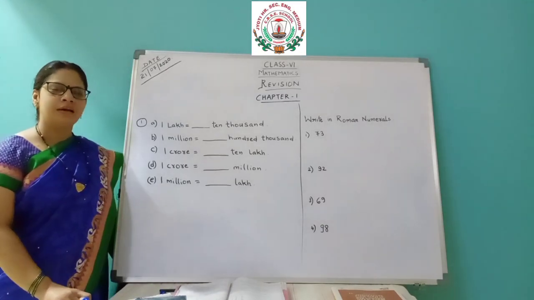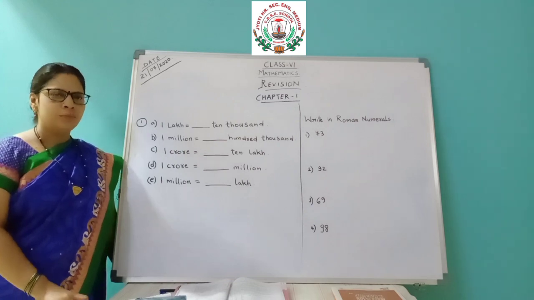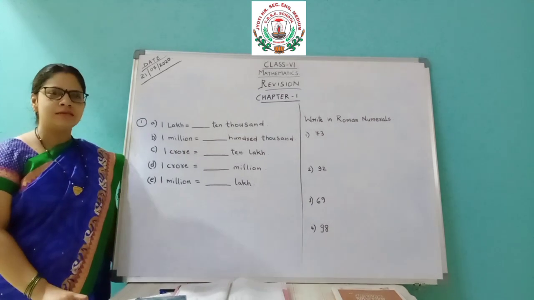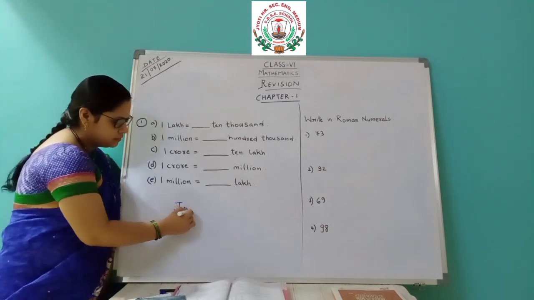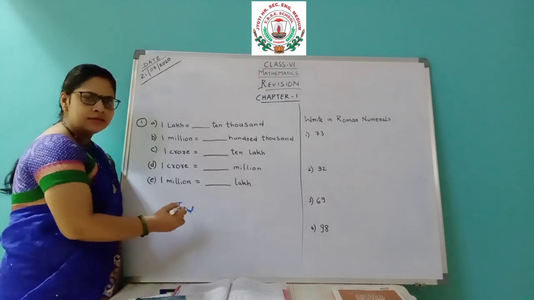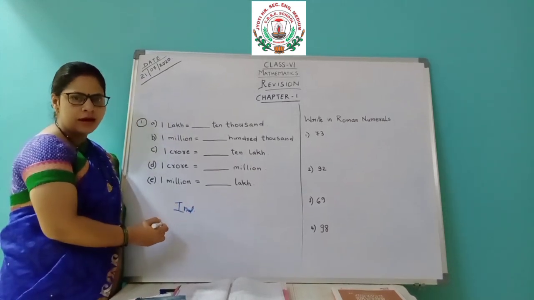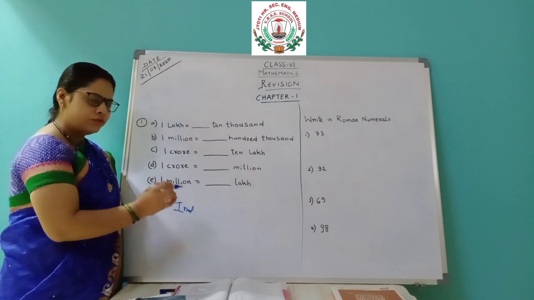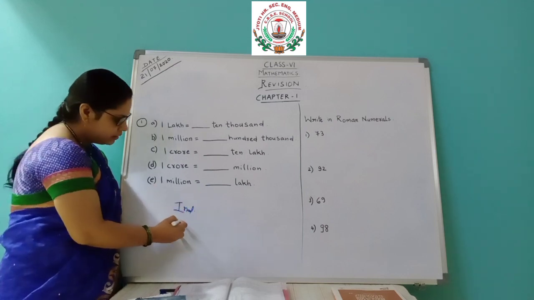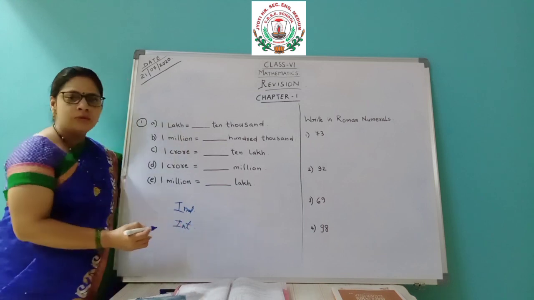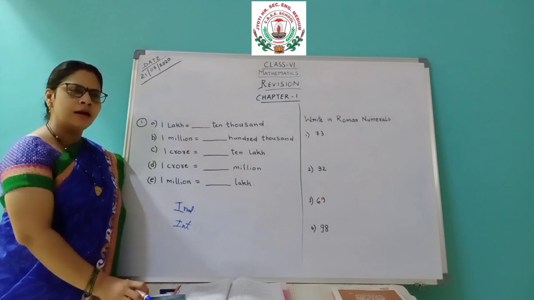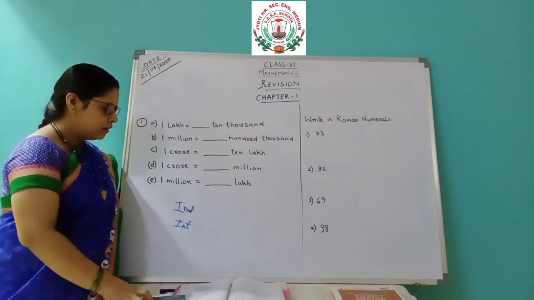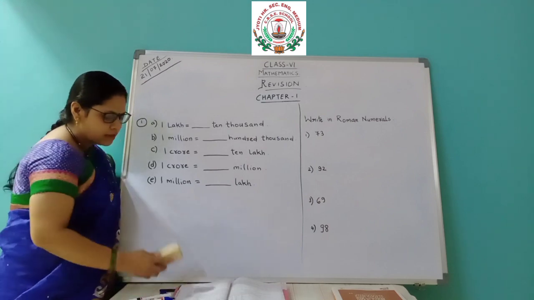In the previous class we studied the Indian numeral system and the international numeral system. According to that, the Indian system has units, tens, hundreds, thousand, 10,000, lakh, 10 lakh, crore, 10 crore, all that. We have already written it, I will not write it again here. Then the international system: units, tens, hundreds, thousand, 10,000, 100,000, then million, 10 million, 100 million, then billion, 10 billion, 100 billion. Now, here some conversions are asked.